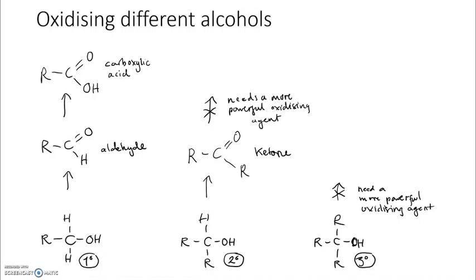Okay, so primary alcohols can be oxidized twice, to aldehydes and then to carboxylic acids. Secondary alcohols can be oxidized once to ketones, but no further. And tertiary alcohols cannot be oxidized at all by acidified dichromate.